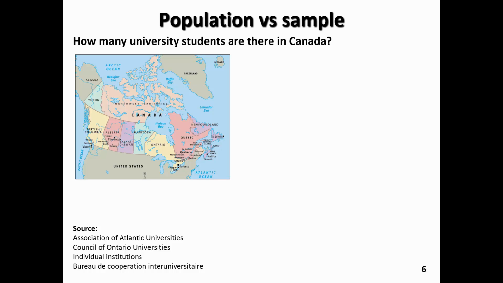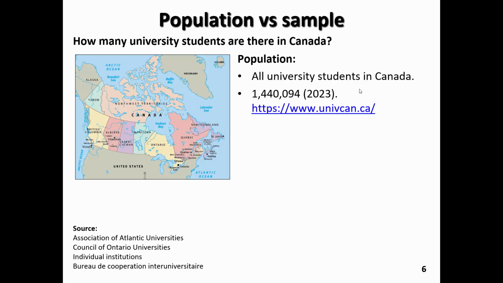Now that's different than a sample. So when we take a look at an example here, and we ask the question, how many university students are there in Canada? We take a look at the population here. So with my research question, the population of interest would be all university students in Canada. And in 2023, it's been estimated that there's just shy of 1.5 million university students in Canada, and this numerical value is sourced from a range of different organizations.